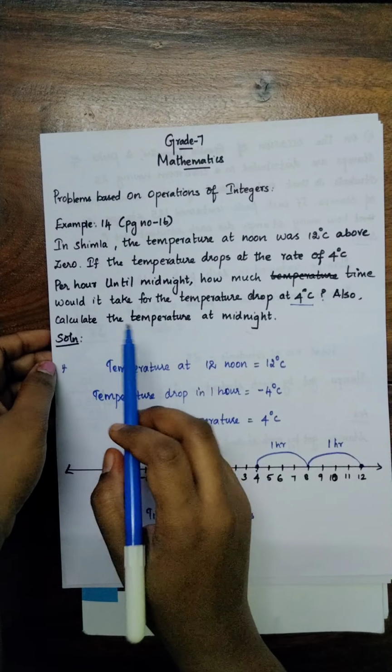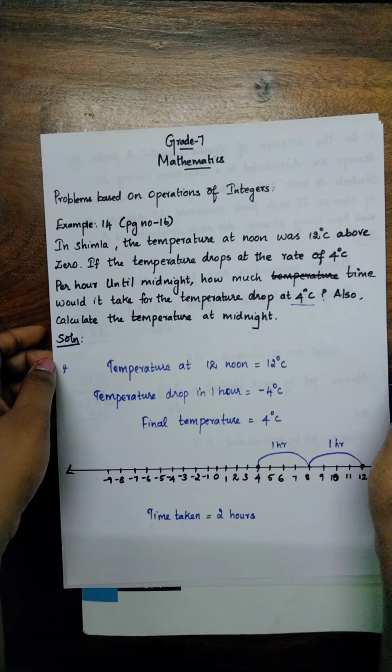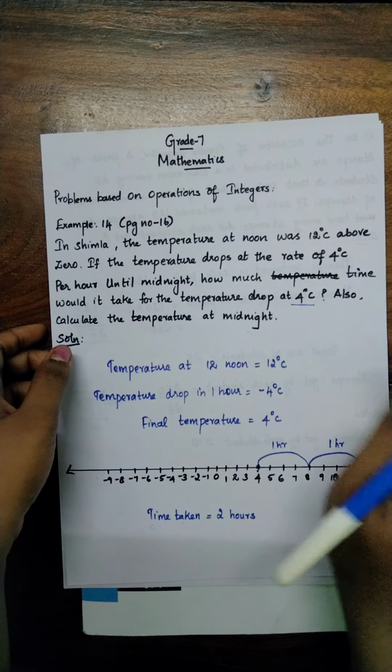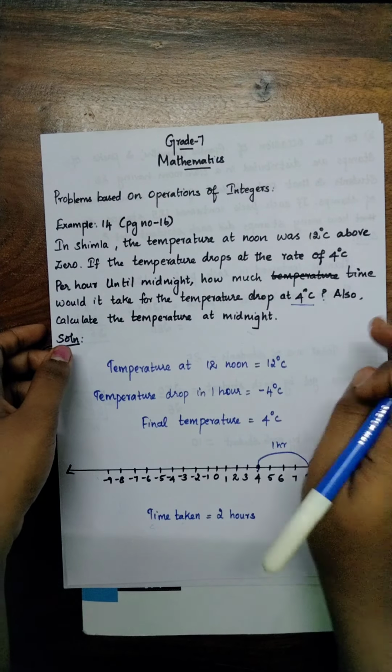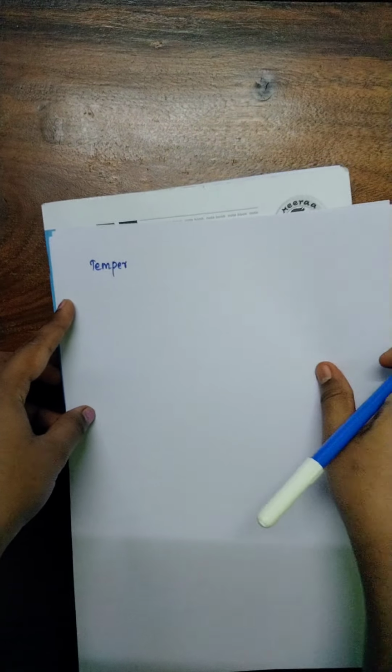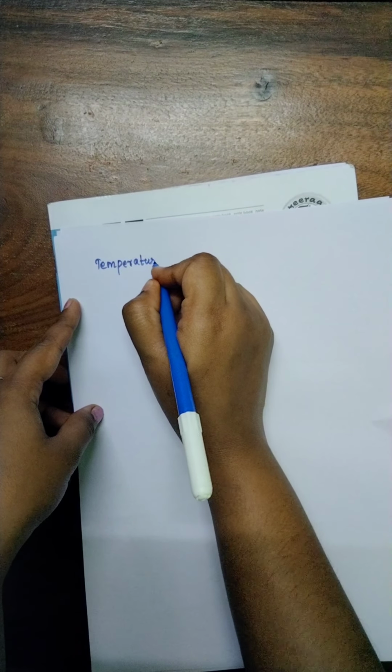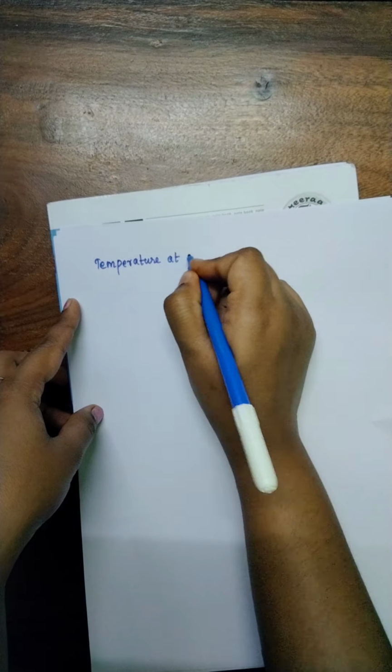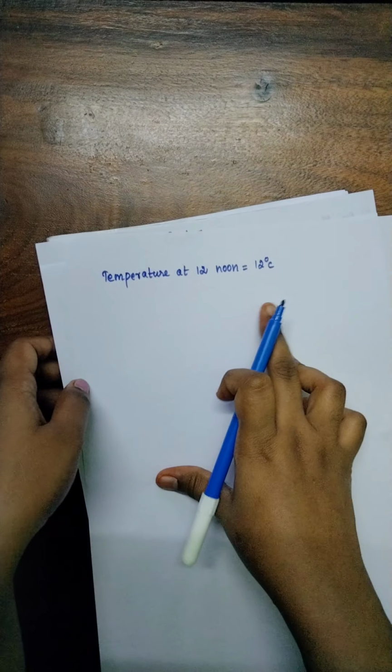The second part is to calculate the temperature at midnight. Okay, this is the second part. We are going to calculate the temperature at midnight. For that, first write the temperature at 12 noon. Same step. Temperature at 12 noon. What is the temperature at 12 noon? Already we have seen the temperature at 12 noon is 12 degrees Celsius. It is given in the question.